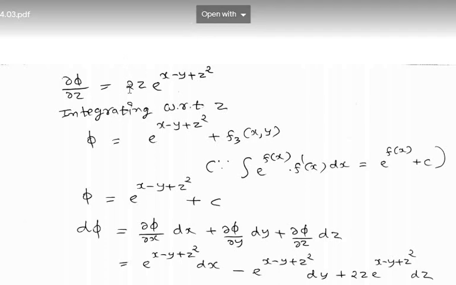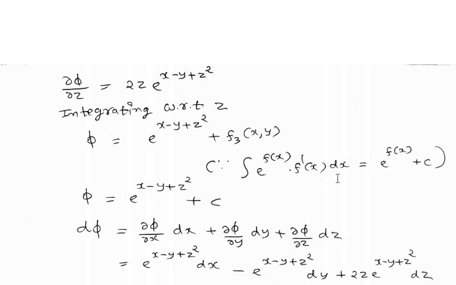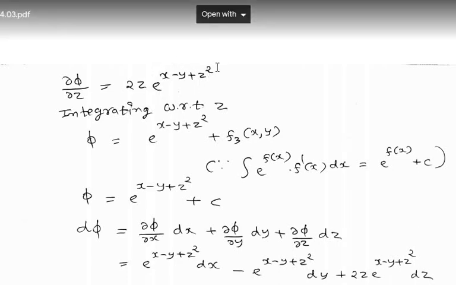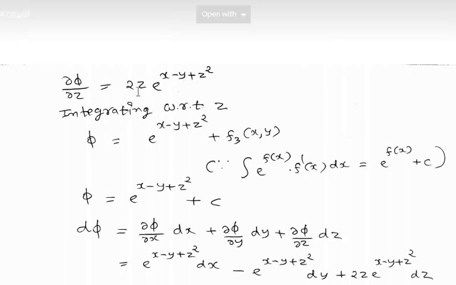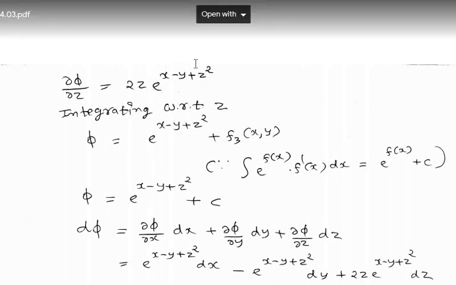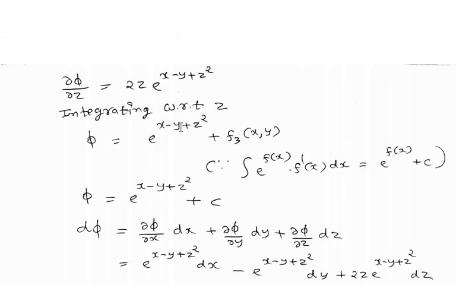Now to integrate this function, we have to remember this formula, that is integration of e raised to f of x into f dash x dx, that is equals to e raised to f x plus c, right? Here e raised to f x, this is f x, and derivative of f x. It means derivative of x minus y plus z square, the result is 2z. So e raised to x minus y plus z square is f of x, and derivative of this f of x is 2z in this way. So overall integration of this function will become e raised to f of x, and f of x is x minus y plus z square, and function of x y is constant, right?